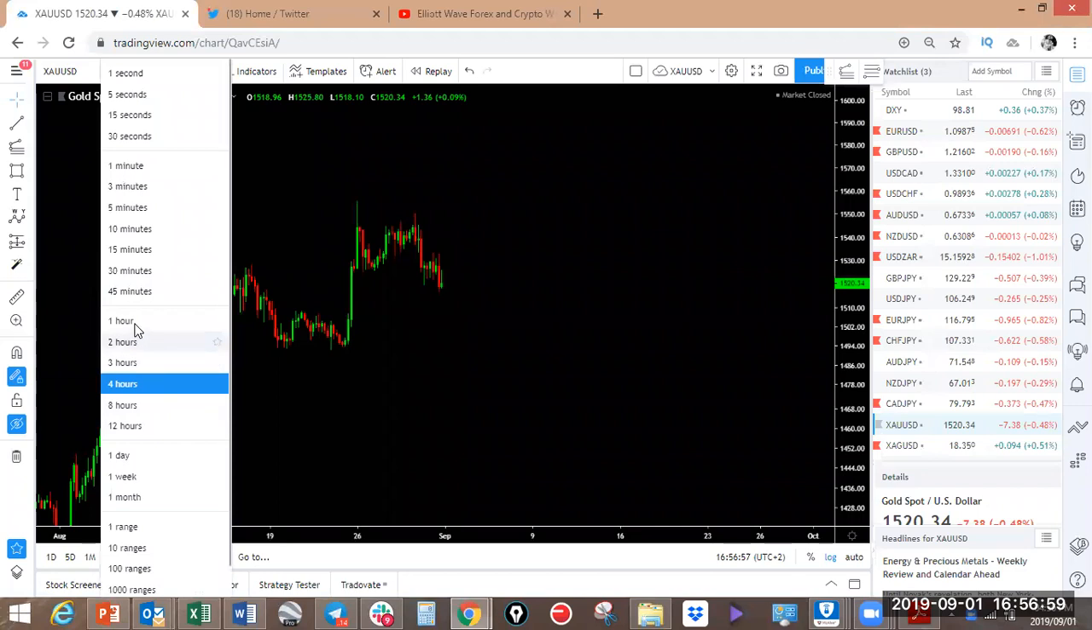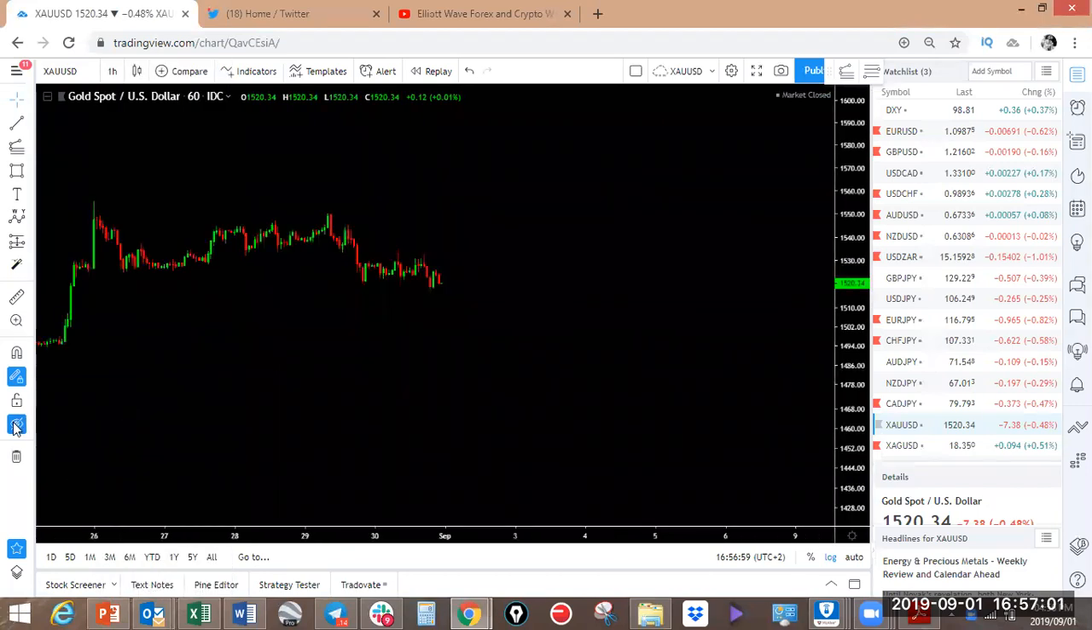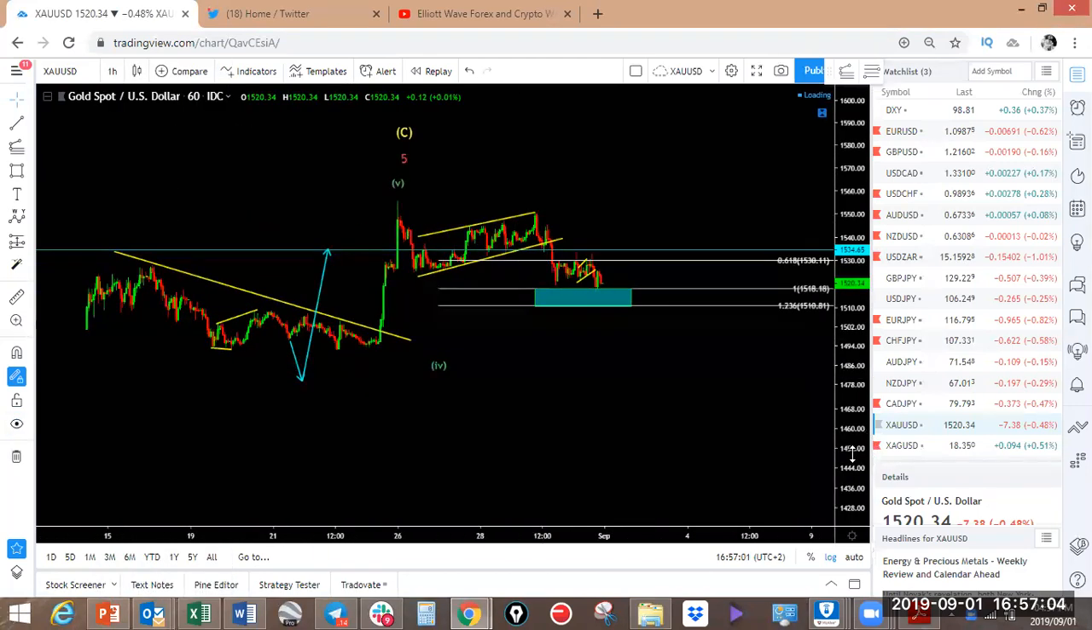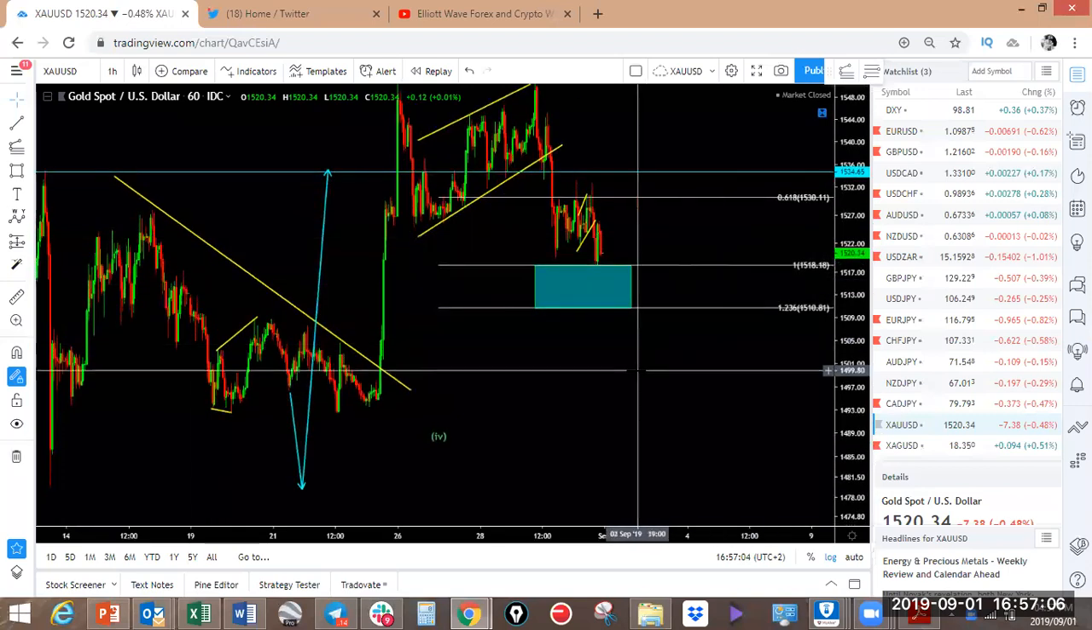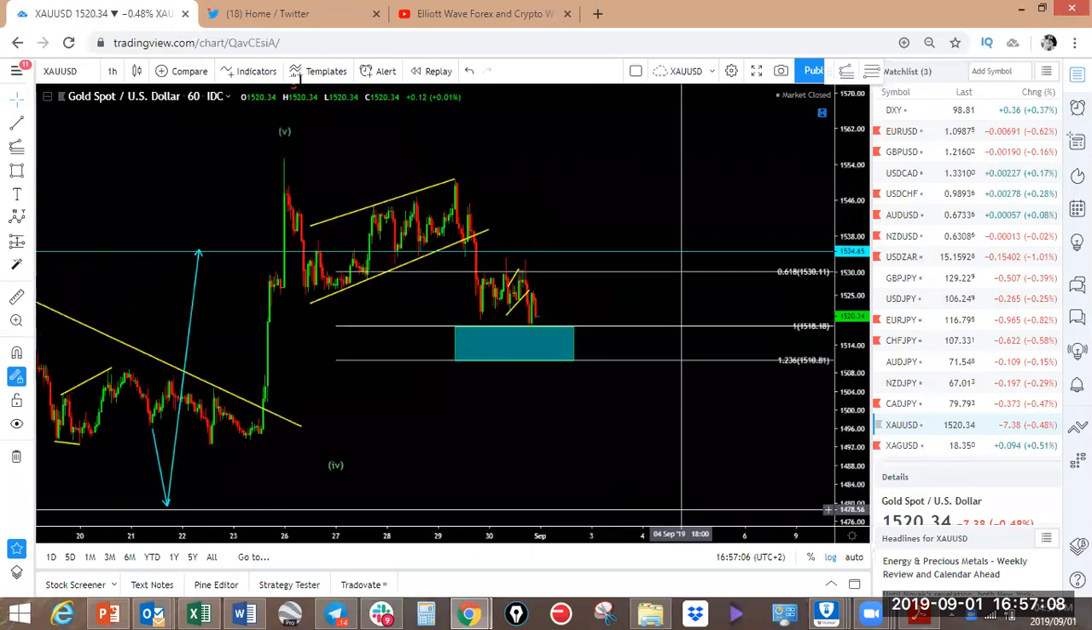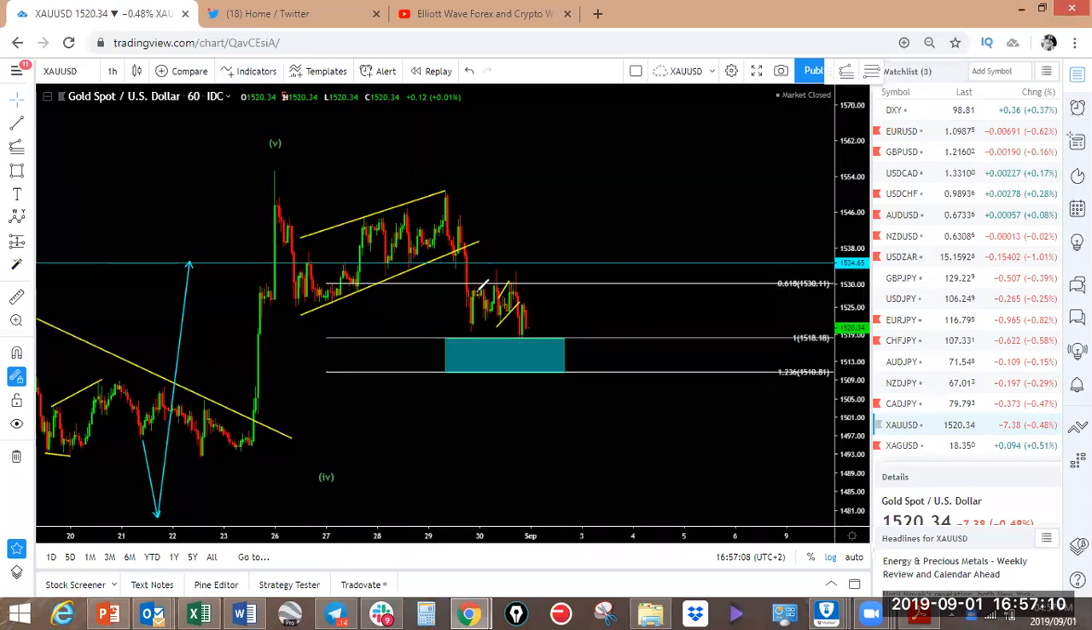As soon as it goes into the blue box, let's see if it has not moved into the blue box yet. We're actually right on the blue box. So this trade can now be moved into break even. Okay, so that means you move your stop loss to break even, to entry, which is here.